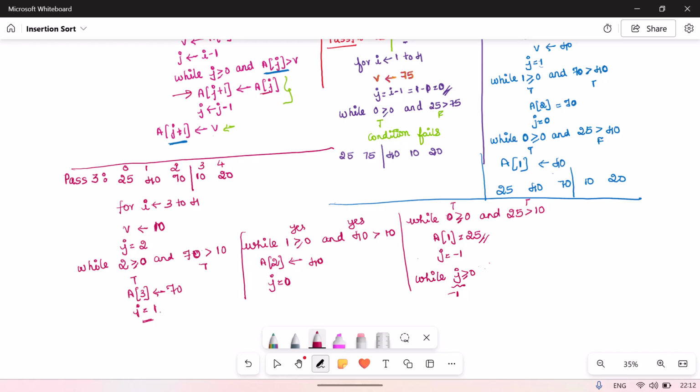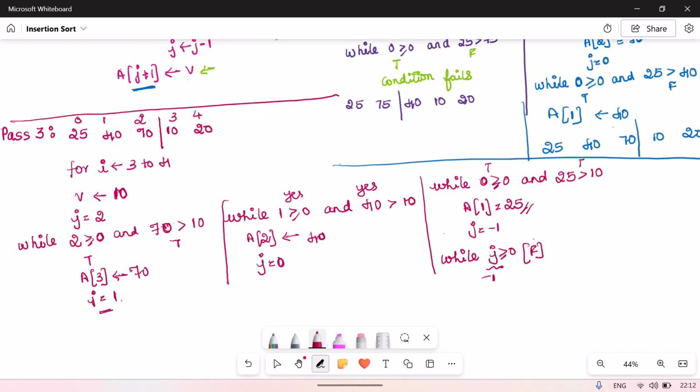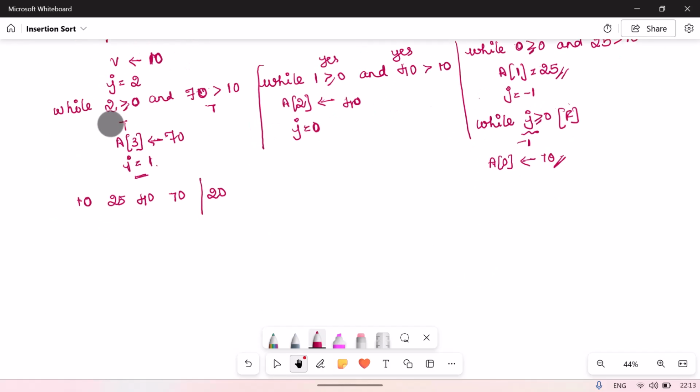It will fail, so it will come out of the loop. If it comes out of it, what are you supposed to do? Put V at A of j plus 1. J is minus 1, so now j plus 1 means A of 0. A of 0 will get the value V. V is 10. So now you will get the elements like this: 10, 25, 40, 70, 20. This will be the list.